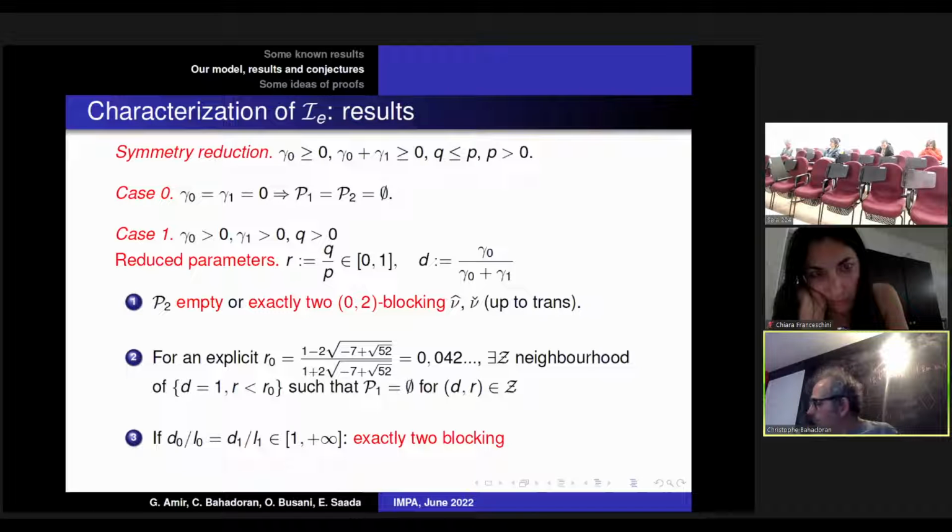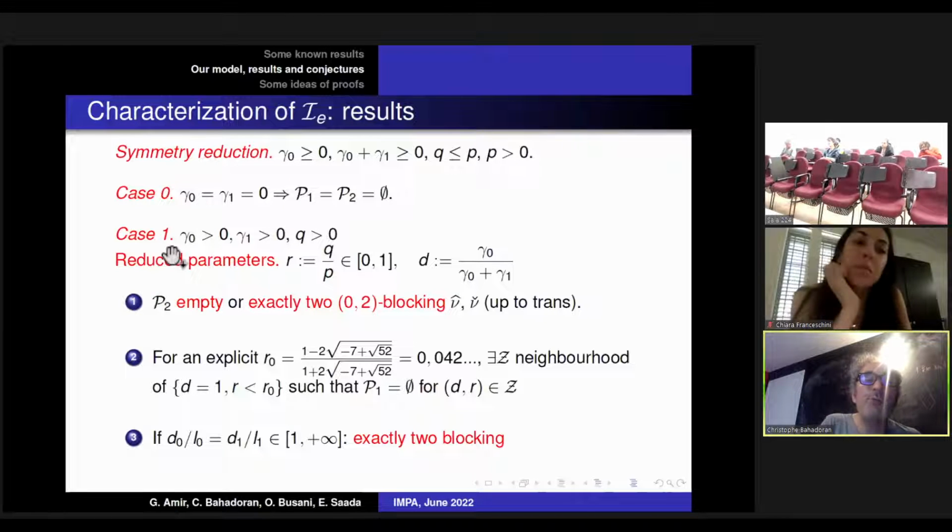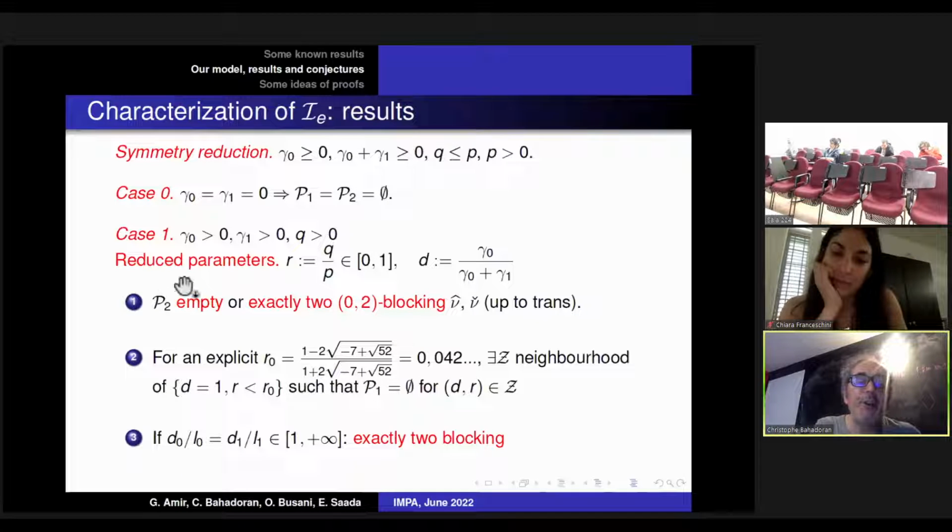Okay, maybe the first case to look at is the one where both drifts are positive and Q is positive. In this case, we can have a reduced set of parameters to describe the behavior of the system. What we can show is that P2, so the 0-2 shocks, this set is either empty or contains exactly two blocking measures. We cannot say exactly when there are blocking measures because, as we saw, this is already a non-trivial problem in dimension 1.